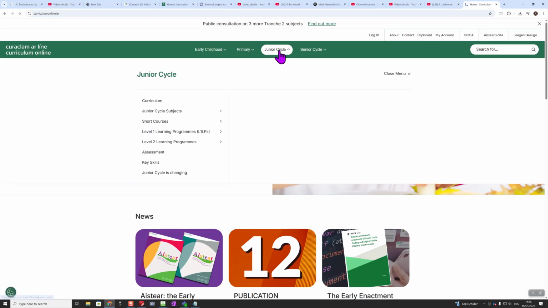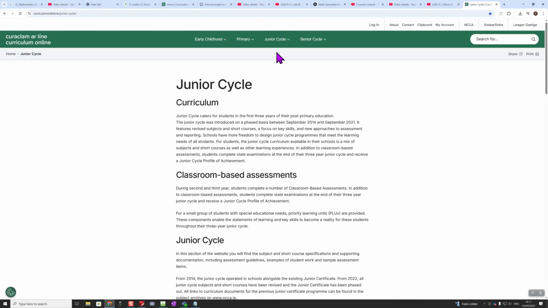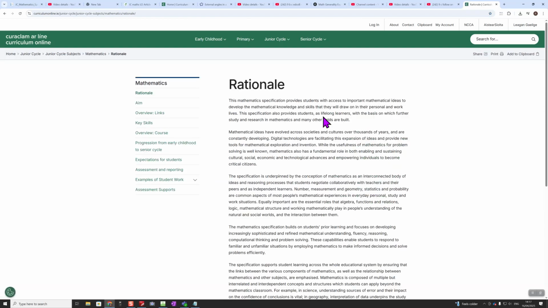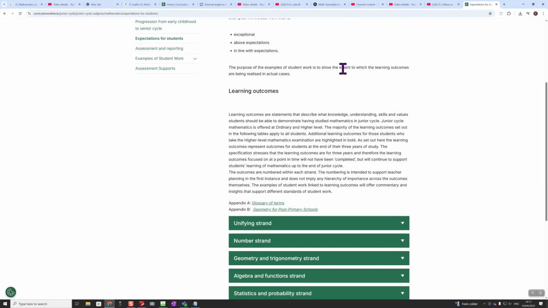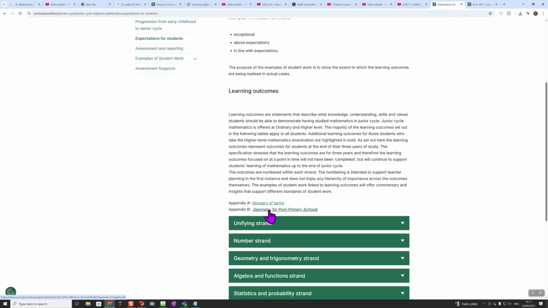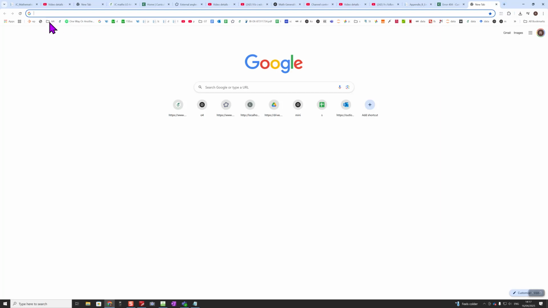Go to your Junior Cycle. It takes a second to load, and then scroll down till you see maths. Go into your curriculum specification and go into expectations for students. Now the strands are about to be listed, but just before the strands you see this glossary of terms, well worth a quick peek. They've got a dead link there, I'll have to contact the NCCA about that. It shouldn't have a dead link, it doesn't look good. And then Appendix B is a live link and it's here. Of course I have already bookmarked that for myself.